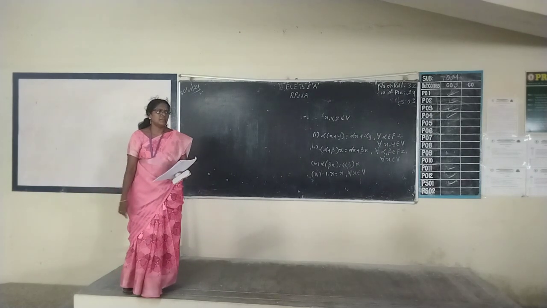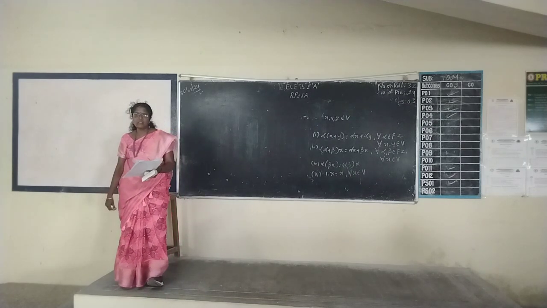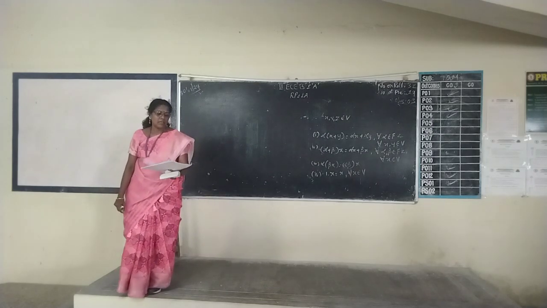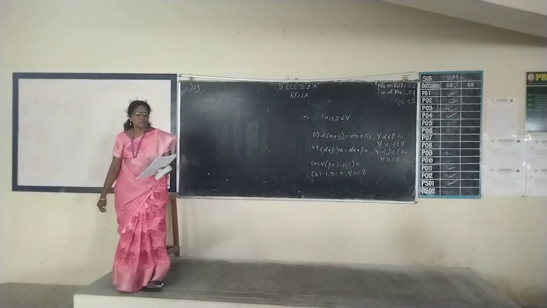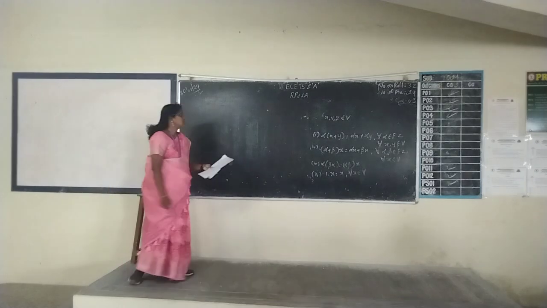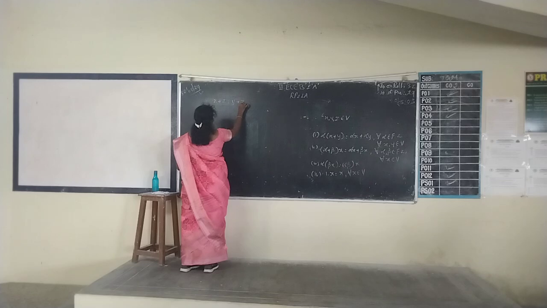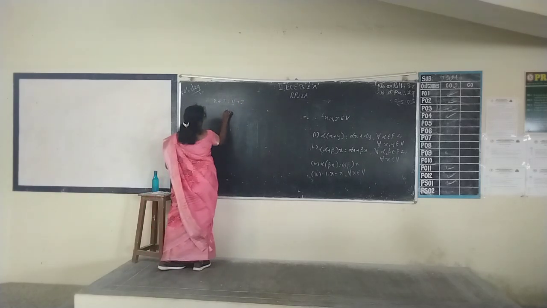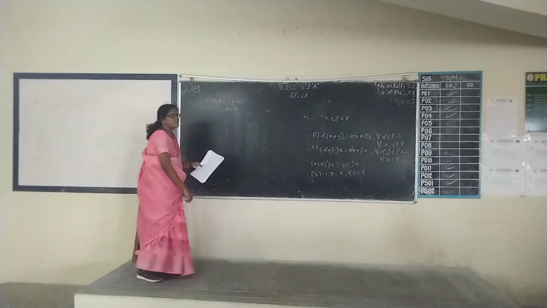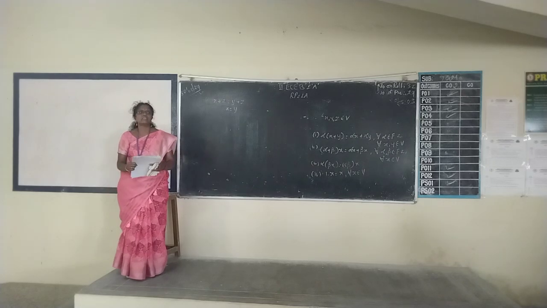Take down: if x, y and z are vectors in a vector space V, such that x plus z is equal to y plus z, then x equal to y. This is called the cancellation law.